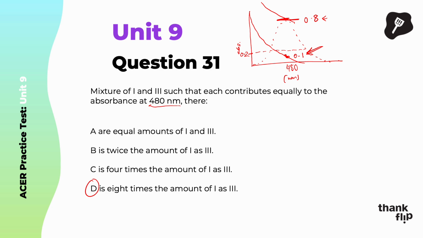And even if you couldn't come to this conclusion about the more of a particular substance you have, the more it would contribute to the absorbance at a particular wavelength, even if you didn't come to that conclusion, you can see a trend here. You have 0.1 for compound 1, and you have 0.8 for compound 3. Right? And so there is a relationship here that's represented by one of our 4 answer options, and that's multiplying it by 8. And so you could guess D as the correct answer option as well.